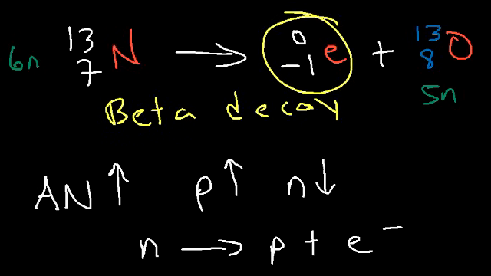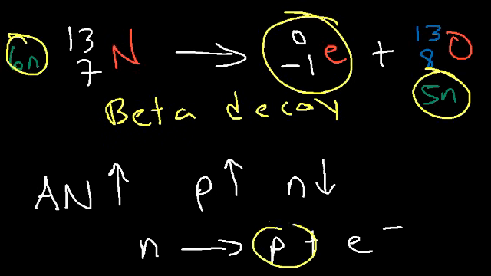A neutron in the nitrogen nucleus was converted to a proton. The proton stayed in the nucleus, but the electron left. And so that's why we could see we have a decrease in the neutron number, an increase in the proton number, and the electron escaped from the atom, or from the nucleus of the atom.